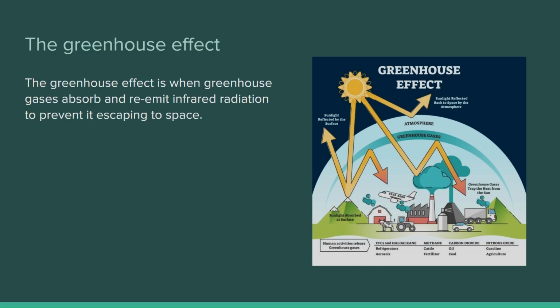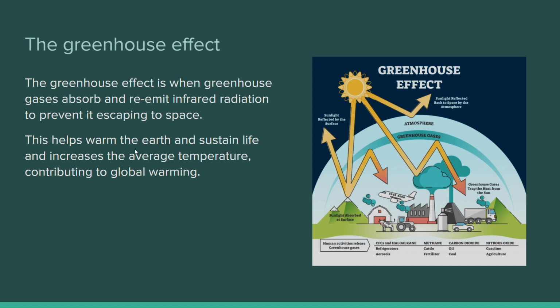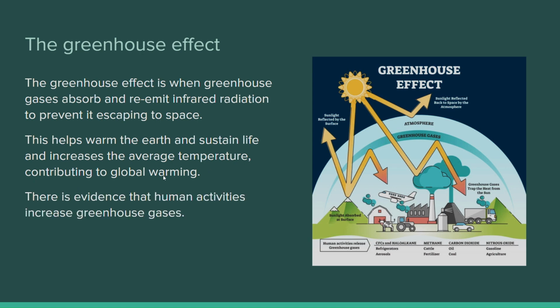The greenhouse effect is when greenhouse gases, like carbon dioxide, absorb and re-emit infrared radiation, which is heat, and they prevent it escaping into space. So you can see here that the sun gets heat into the Earth, and then it bounces back off the Earth, but then goes back into the Earth. This helps warm the Earth and sustain life, and increases the average temperature, contributing to global warming.